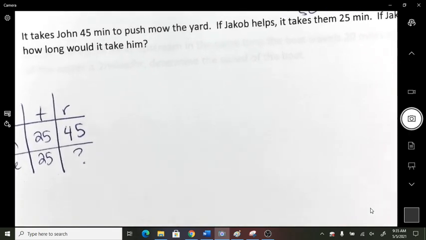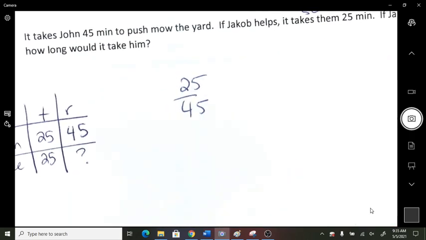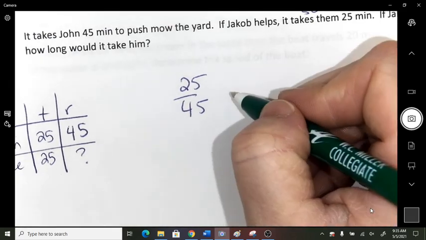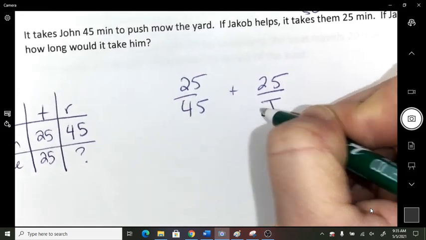Okay, so setting it up, time over rate. So that's John. John did 25/45 of the job. And Jake did time over rate.